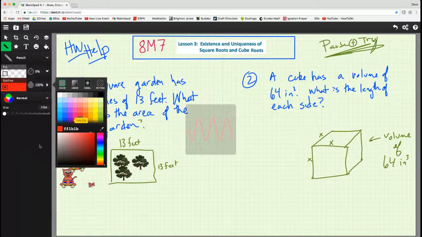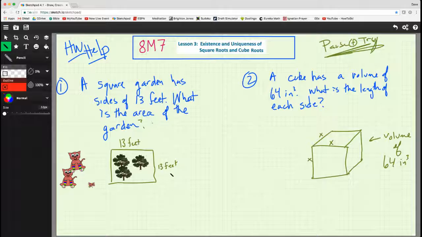Okie dokie, we're back. Okay, so what is the area of this square? Well, we know that the area of any square or rectangle is just the length times the width. And in a square, that's the same thing as the length squared, or the side squared. So we just say 13 times 13, and that's 169 square feet. And that's it. That's the word problems that you're going to see a lot with squares.